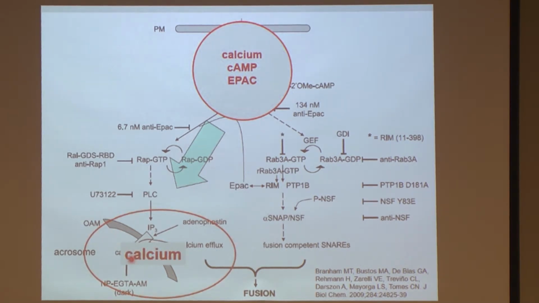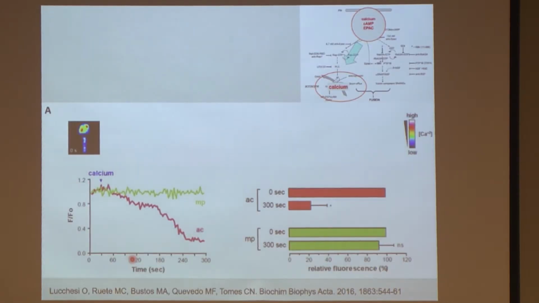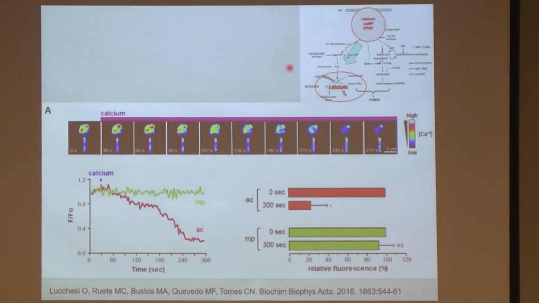Can we test this directly? This was done by the group of Claudia Thomas, and what they did was permeabilize the sperm, load the acrosome with a calcium-sensitive fluorescent probe, so she can follow the concentration of calcium in the acrosome. And then when they add calcium here in the cytosol, what you see is a calcium-induced calcium release. The calcium is gone from the acrosome.